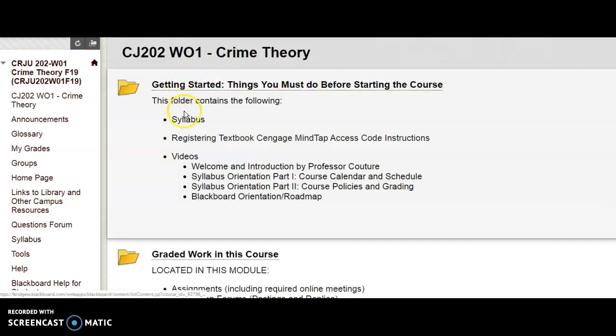There were some things I asked you to do before getting to this point. Hopefully you have looked at the syllabus. Hopefully you've registered your textbook. Excuse me, you've created an account and registered your access code. That's going to be important to access anything that is tied to your textbook.